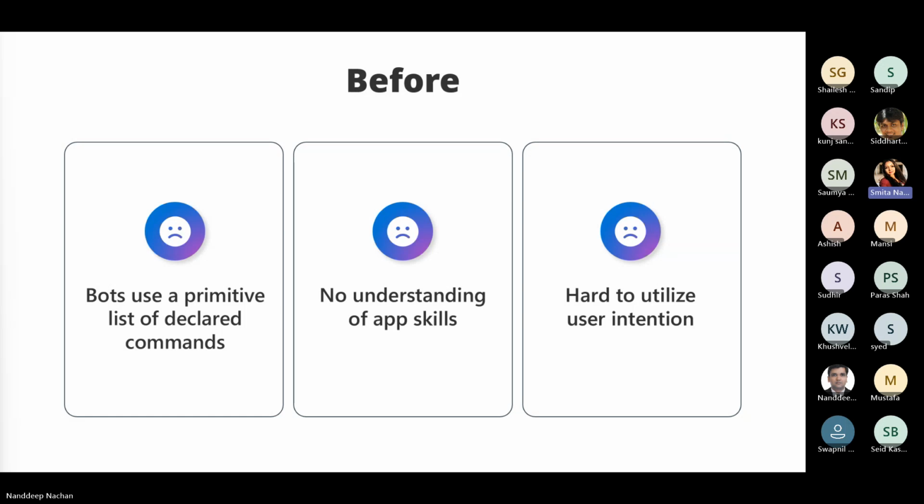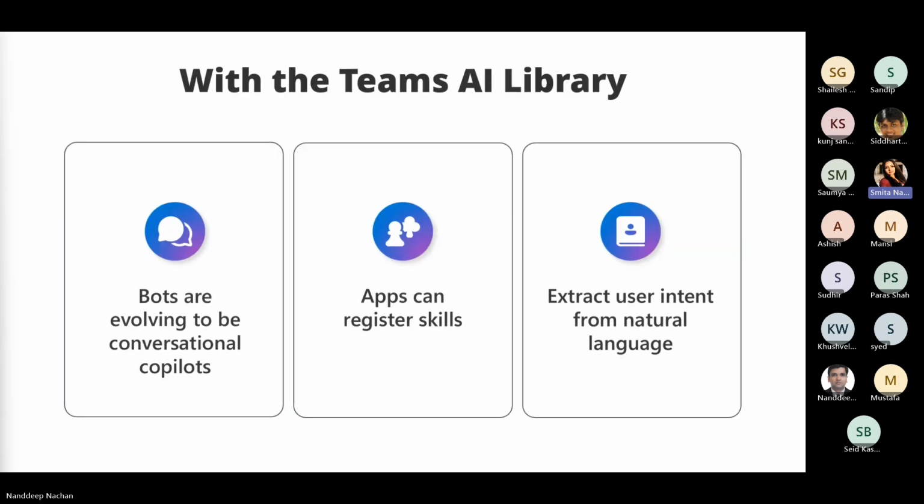So next, what exactly happens with this Teams AI library? The Teams AI library addresses the previous challenges by enabling developers to build more advanced conversational copilots for Microsoft 365 applications. Here is how the library improves the bot capabilities. Bots are evolving to be conversational copilots. With the Teams AI library, bots go beyond basic command-driven actions to become a conversational copilot. This makes the interactions feel more natural.